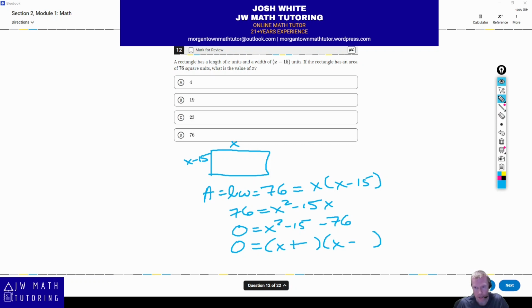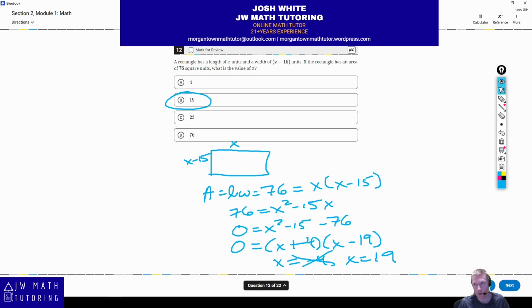It's going to be plus and minus, and the factors are going to be negative 19 and positive 4. Those are the two numbers that multiply to give negative 76 and add up to negative 15. So we get x equals negative 4 and x equals 19. Of course, we throw out the negative 4 because you can't have negative values for a distance or for a length. So that means x is equal to 19. The correct answer for this problem is going to be letter B.